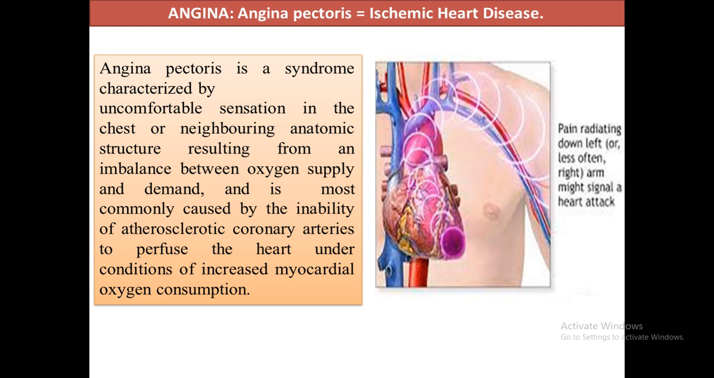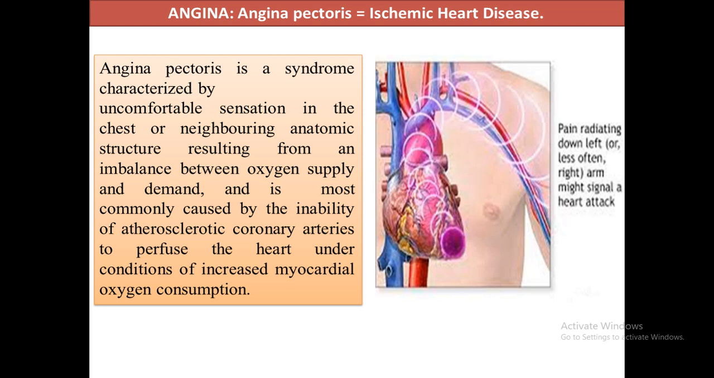So angina pectoris is basically a syndrome characterized by an uncomfortable sensation in the chest and neighboring anatomic structures, resulting from an imbalance between oxygen supply and oxygen demand. When there is this imbalance, we feel an uncomfortable sensation in the chest and neighboring anatomic structures, and it's most commonly caused by the inability of arteriosclerotic coronary arteries to perfuse the heart under conditions of increased myocardial oxygen demand.